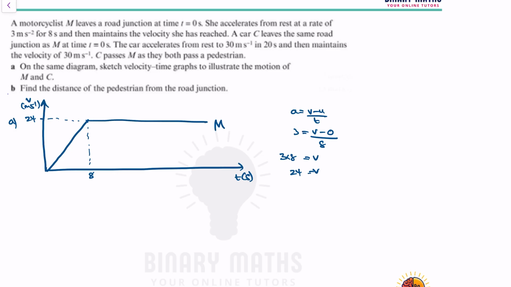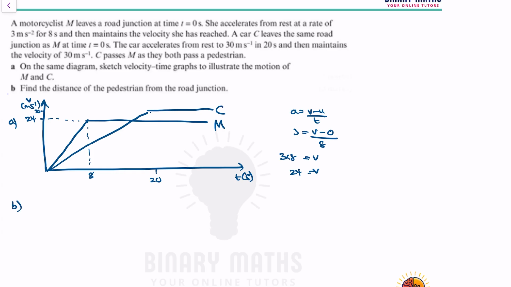Car C leaves the same road junction at time t equals 0. The car accelerates from rest to 30. So let's put 30 here. So rest to 30 in how many seconds? In 20 seconds. So 20 seconds goes to 30. And this is the car, and then it maintains a velocity of 30. So that would be it. Find the distance of the pedestrian from the road junction.